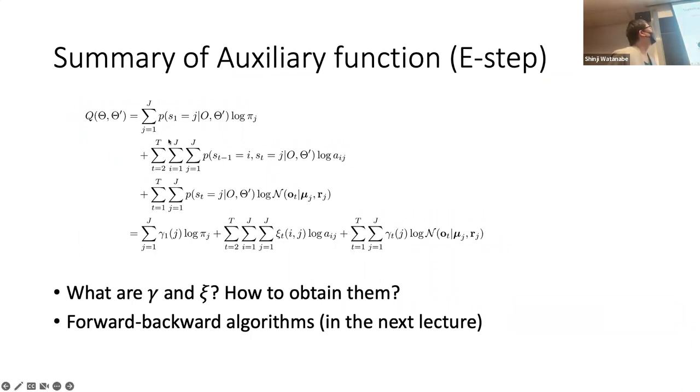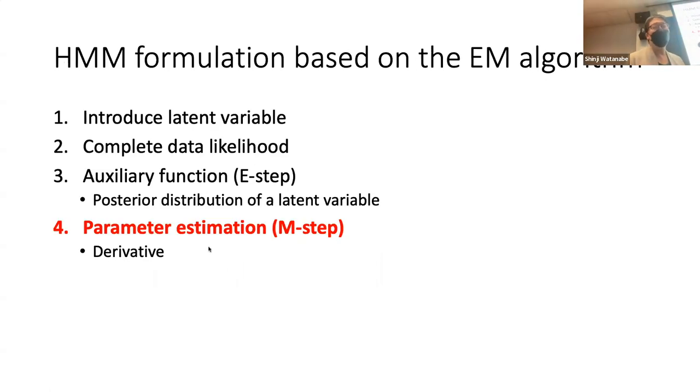So this is a summary of the auxiliary function part. All the summation over the sequence is removed in the auxiliary function, so we can actually deal with this function now. But this part, which I write as gamma, xi, gamma_t, and so on, is not easy to obtain, and we have to wait for next week.